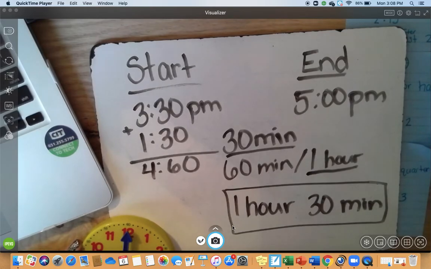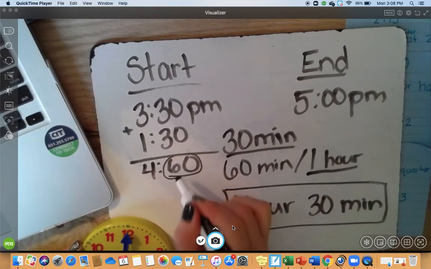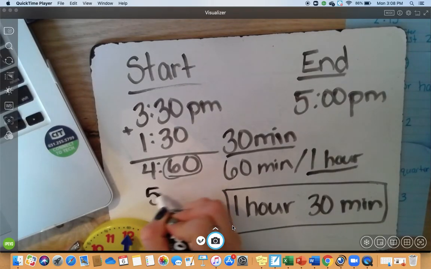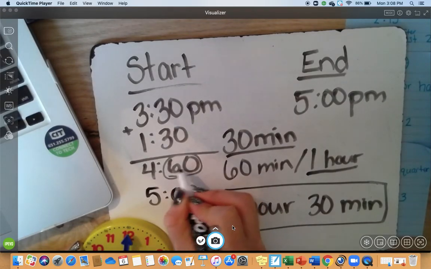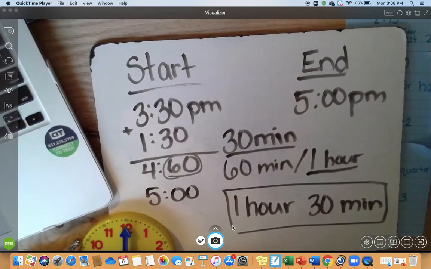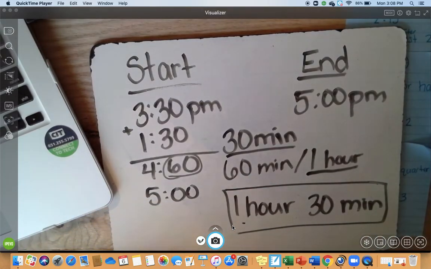Wait, what is it? Oh yeah, that's the same as 1 hour. So I just have to change this to a 5. And since I gave it an hour, because 60 minutes equals 1 hour, I'd put 0, 0 right there. So that actually does bring me to 5 o'clock. So it took me 1 hour and 30 minutes that I spent running errands before I got home from school.